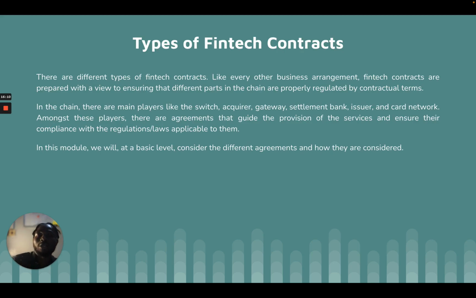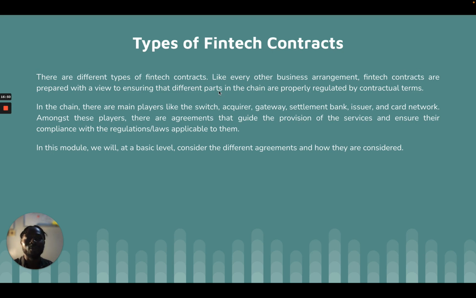There are different types of fintech contracts. In the chain, you have different people: the switch, the acquirer, the gateway, the settlement bank, the issuer, the card network, the regulator, NIBSS, all of them. Then you have yourself, the card holder. There are different agreements between these people, and you need to understand where your particular agreement falls in the chain, so that you don't start asking for terms that do not relate to you. You don't start asking for terms that relate to an acquirer in your own contracts. That doesn't make sense.